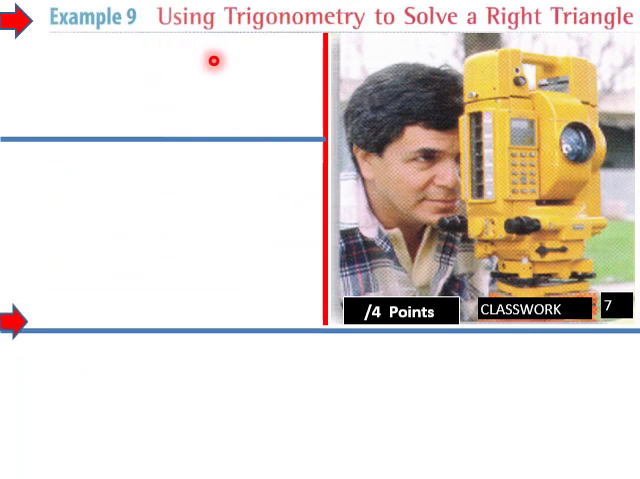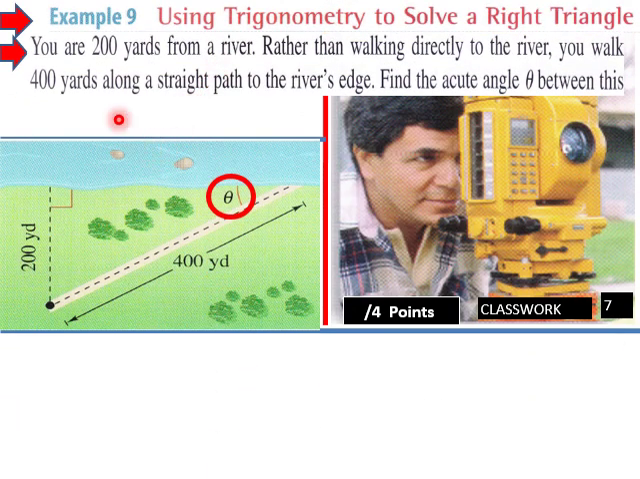Okay, so using trigonometry to solve a right triangle, example 9. You are 200 yards from a river. So here you are, 200 yards from the river. Rather than walking directly to the river, you walk 400 yards along a straight path to the river's edge. So here's your path here, 400 yards. Find acute angle theta. So you need to find this angle here. And you started here, and we're assuming that you're a direct right angle from the river.